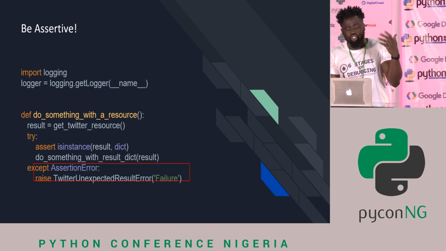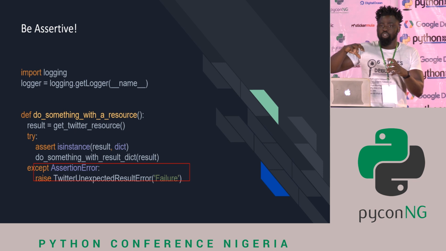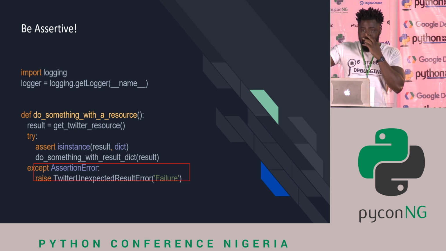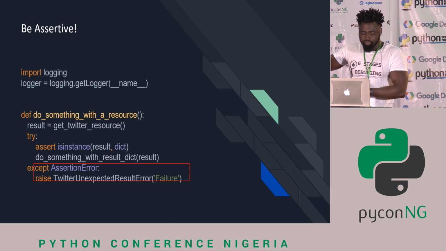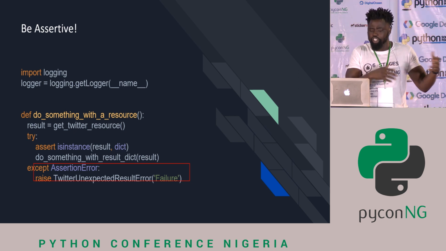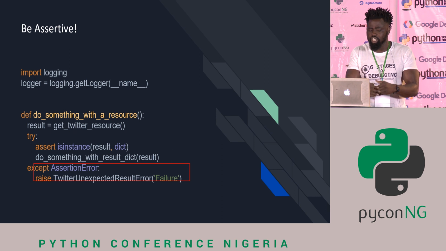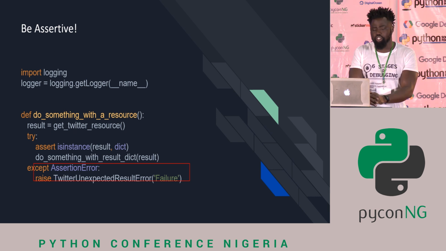So what you do is use the try except block to actually catch that error and then throw a more relevant error. So when you're in your log file, you know exactly what's wrong. So here is TwitterUnexpectedResultError. So you know, okay, there's something wrong. Maybe Twitter's changed their API, and you can just quickly go into your code and change your code.